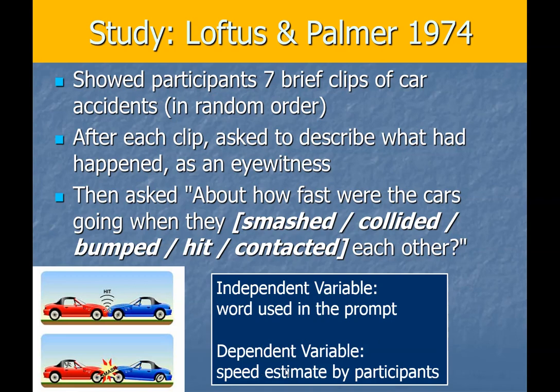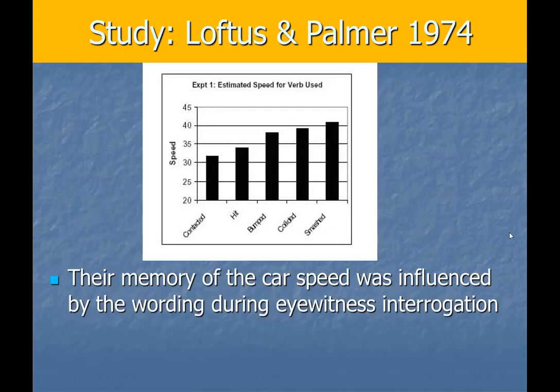So the dependent variable is the speed estimate. It's the miles per hour estimate of how fast the people thought the cars were going. But in this case, the question was asked in a way that you might consider more leading, like smashed, or less leading, like hit, contacted, something like that.